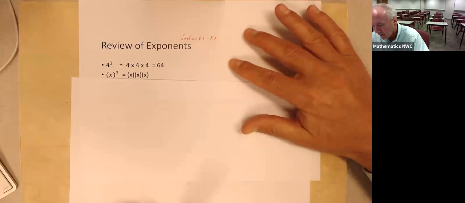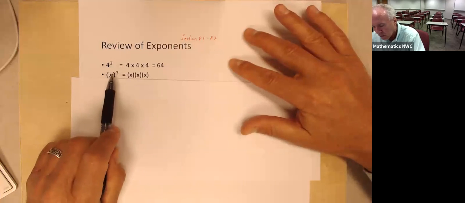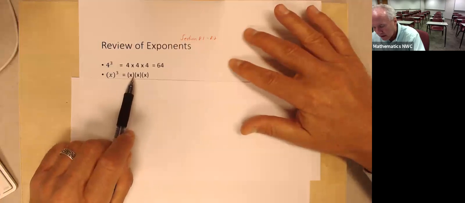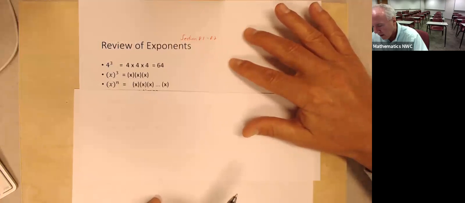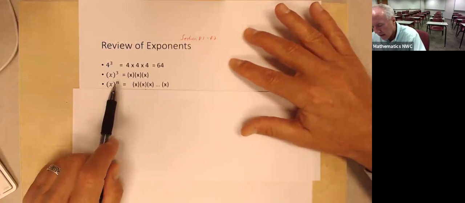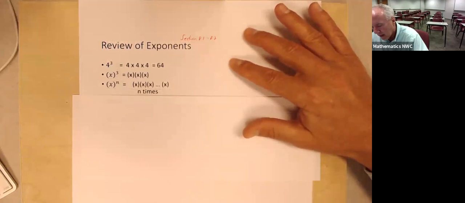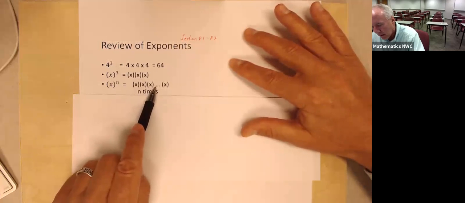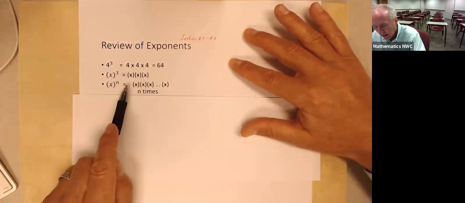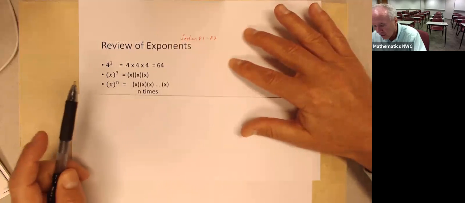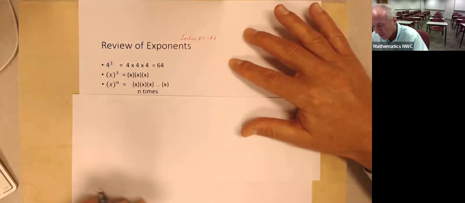So for example, if I have x raised to the 3rd power, it means I'm going to take that x times itself 3 times. If I've got x raised to the nth power, it means I'm going to take x times itself. There might be a whole lot of them in here, but n times. That's a definition. It's what we just agreed to let that symbol refer to.